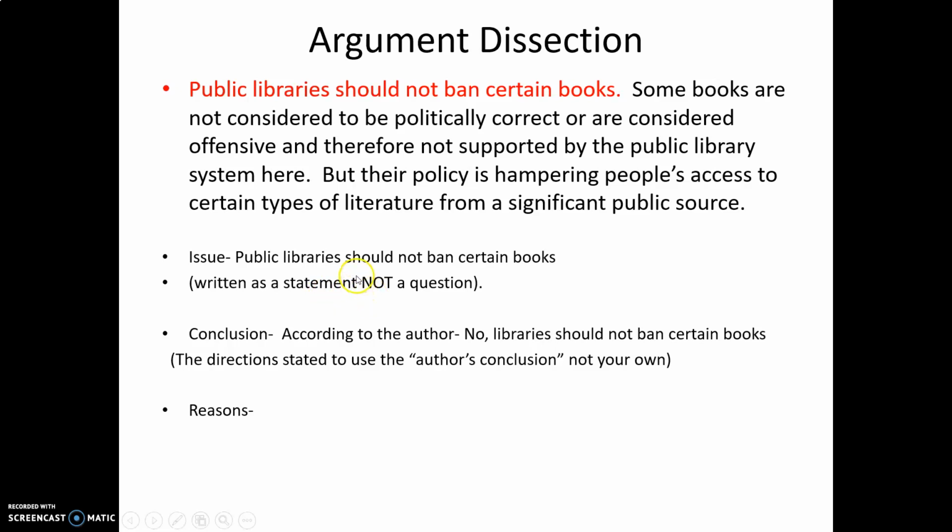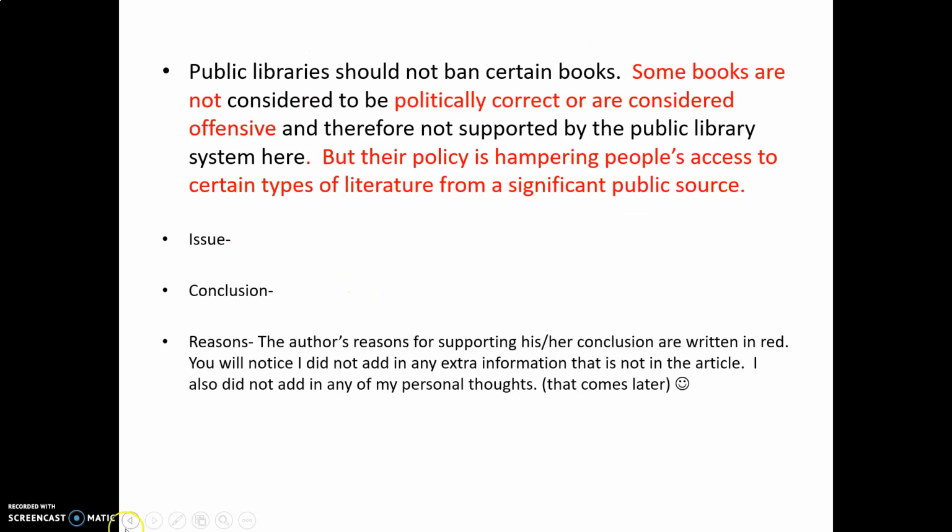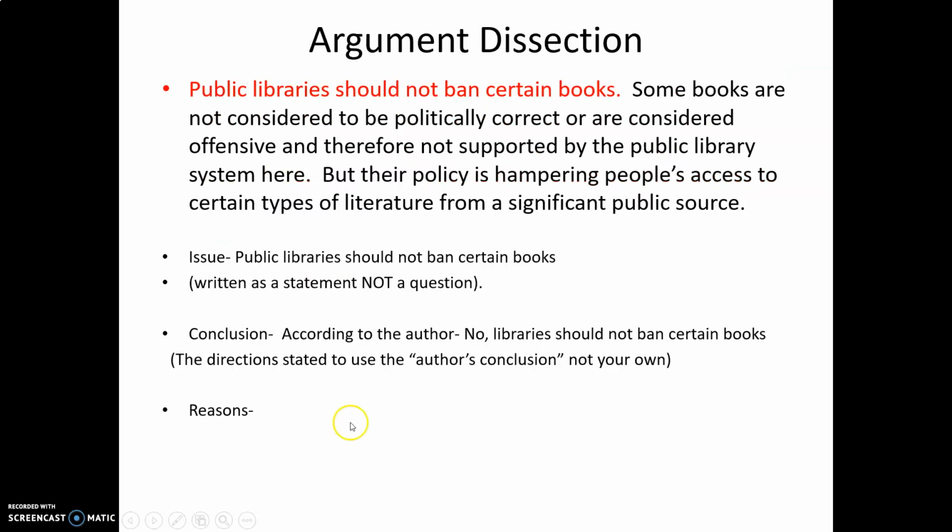They're not even giving you the chance to answer the question. Instead, they are just telling you directly they should not. So public libraries should not ban certain books. Now, the conclusion is not your conclusion.